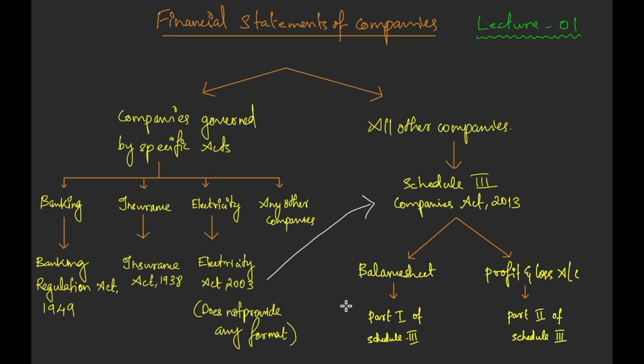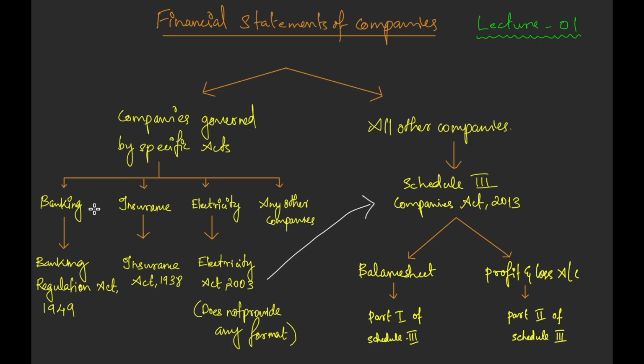So let's revise this topic. Here we have two categories, that is companies governed by specific acts and all other companies, that is companies which are not governed by any specific acts. Under companies governed by specific acts, we have some examples like banking companies, insurance companies, electricity companies, and any other companies which are governed by any specific acts.